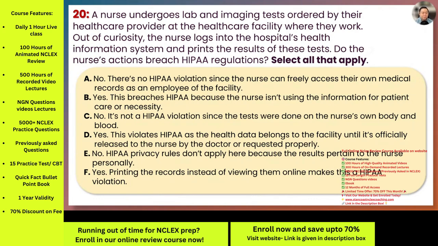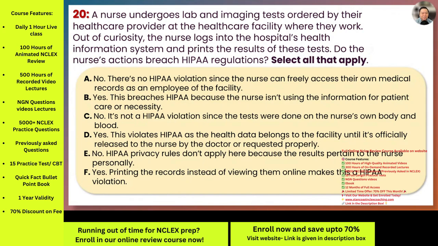B, yes, this breaches HIPAA because the nurse isn't using the information for patient care or necessity. C, no, it's not a HIPAA violation since the tests were done on the nurse's own body and blood. D, yes, this violates HIPAA as the health data belongs to the facility until it's officially released to the nurse by the doctor or requested properly. E, no, HIPAA privacy rules don't apply here because the results pertain to the nurse personally. F, yes, printing the records instead of viewing them online makes this a HIPAA violation.